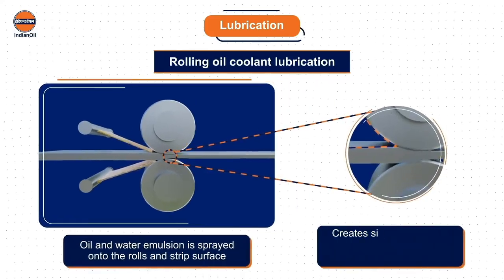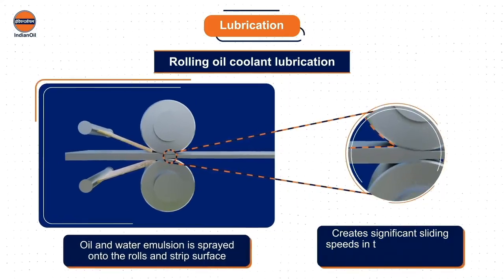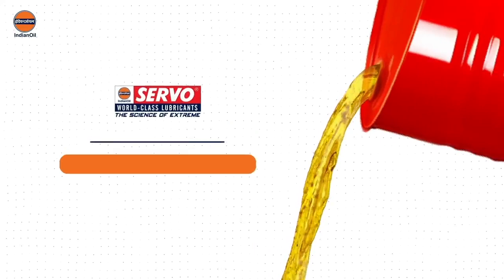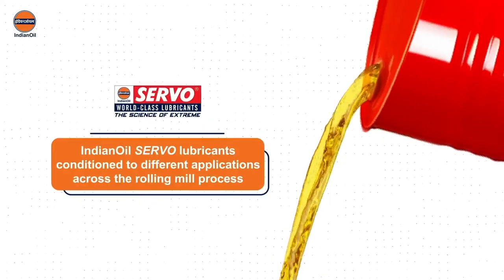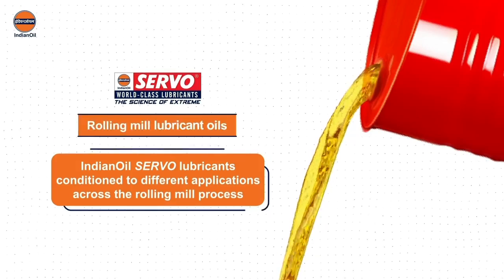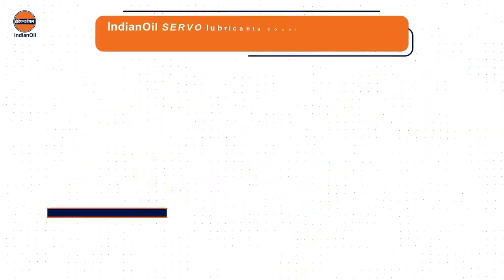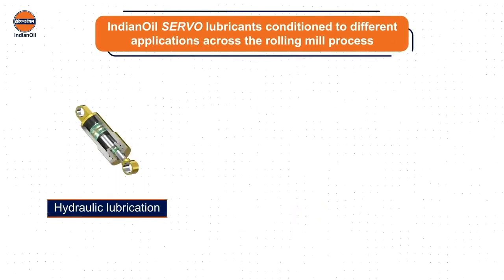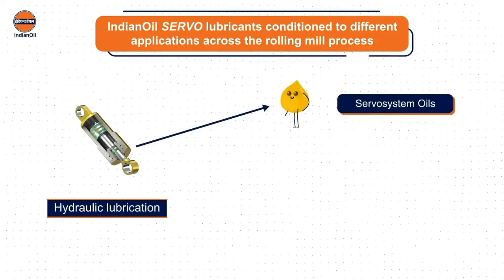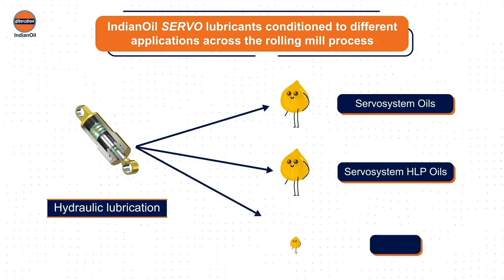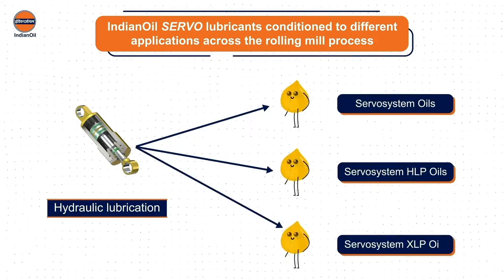This creates significant sliding speeds in the contact region, reducing the friction. Now, let's look into the range of Indian Oil Servo lubricants that are conditioned to different applications across the rolling mill process. For hydraulic lubrication, the lubricants used are Servo System oils, Servo System HLP oils, Servo System XLP oils.